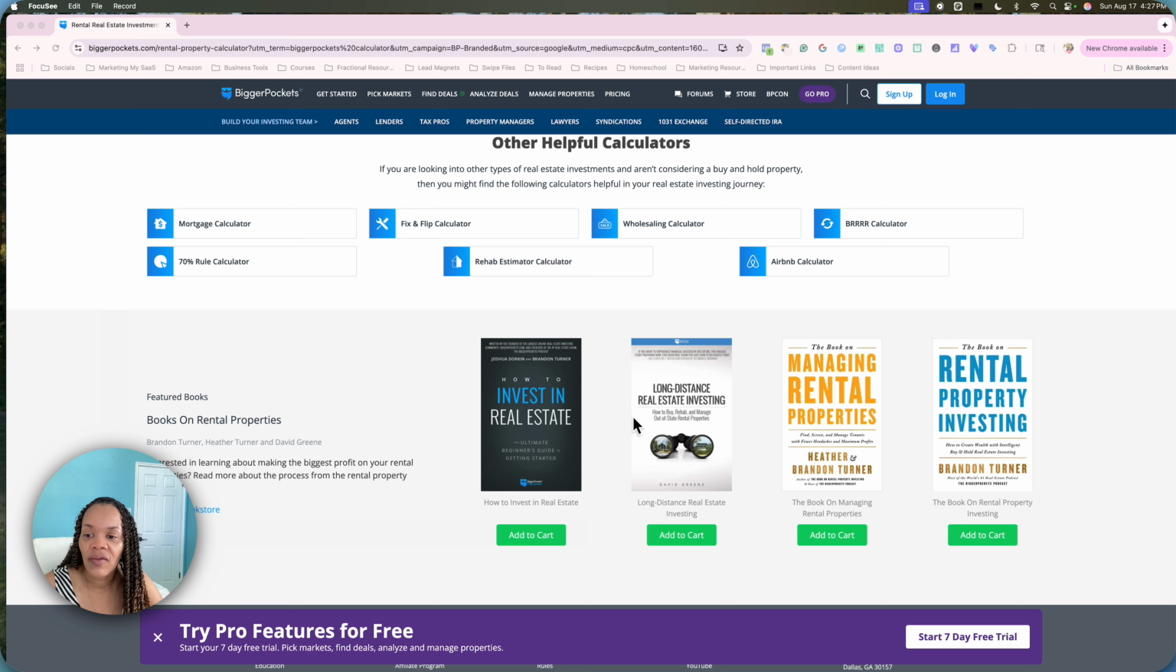Okay, so they have their other calculators down here, and then they also have books on actually renting and investing. And so I don't know if these are like BiggerPockets books, it looks like, and these people may be associates. So that's good too. So, I mean, you have your free lead magnet, but you're also advertising something that is paid. So this works in a couple of different ways here, okay?